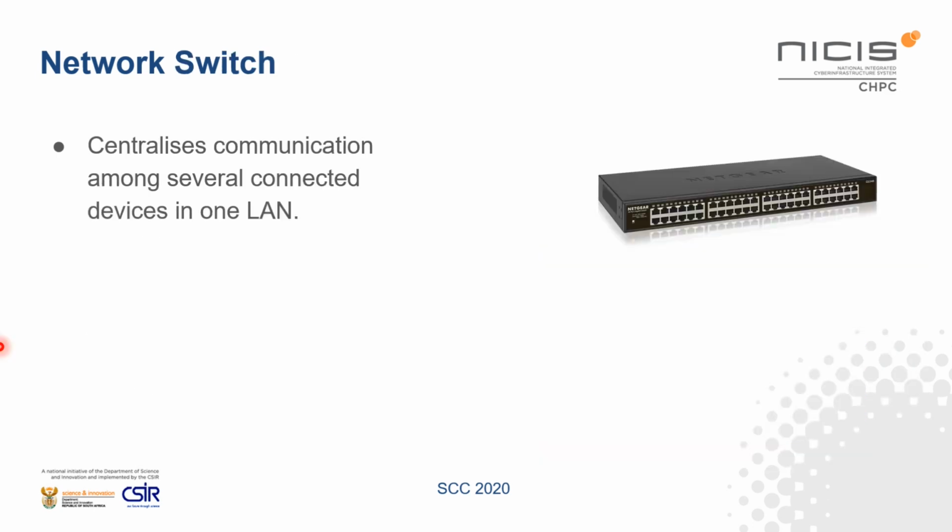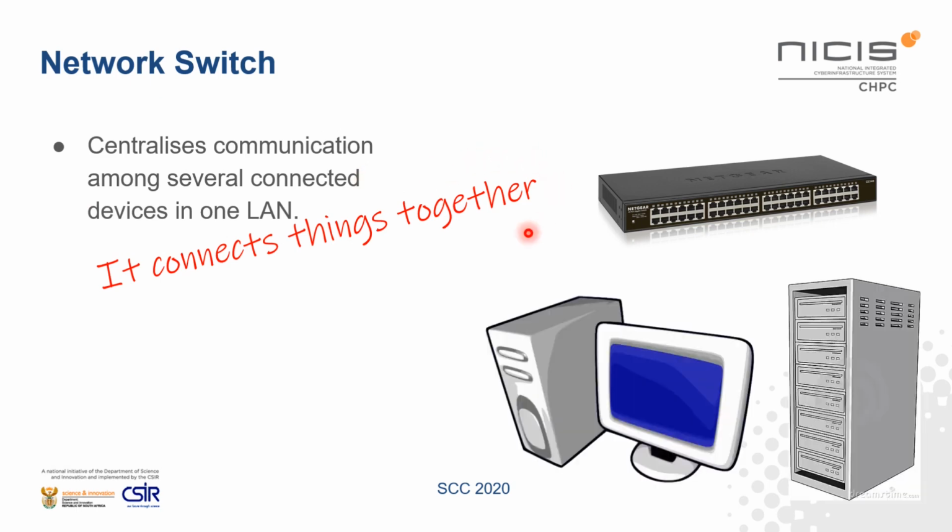Now, the connection management device that is most prevalent in an HPC system is a network switch. A network switch is a device that centralizes communications among several connected devices in one local area network. It typically operates on layer 2, but also sometimes layer 3 of the OSI model. In plain English, a network switch connects things together.